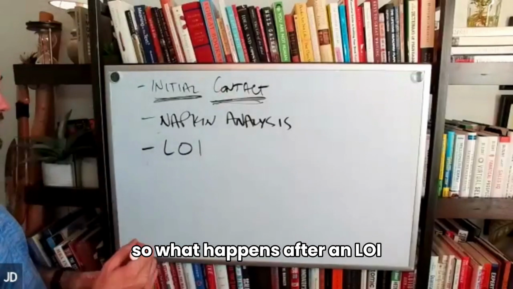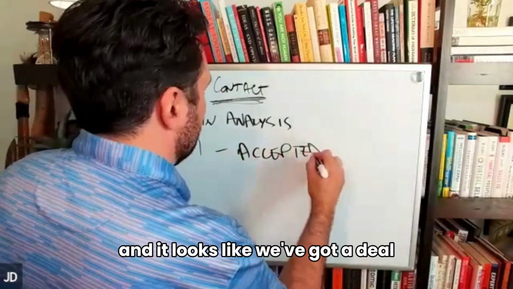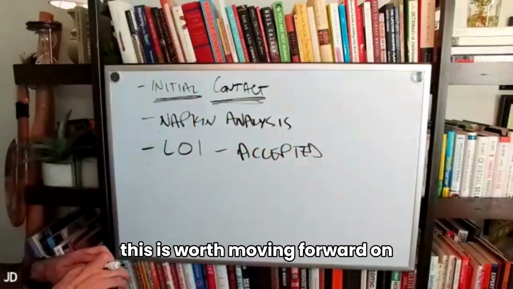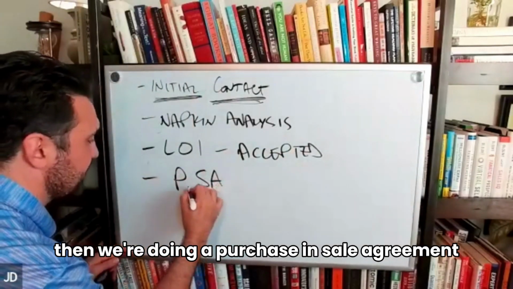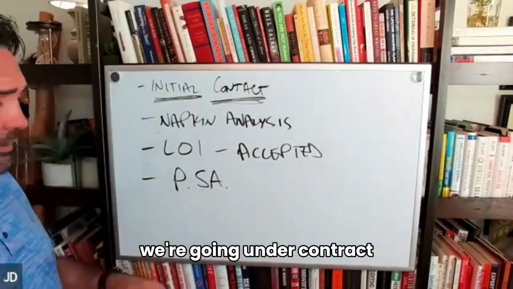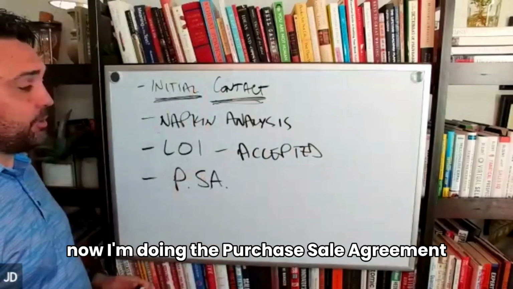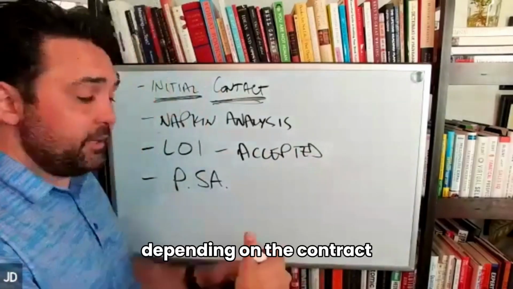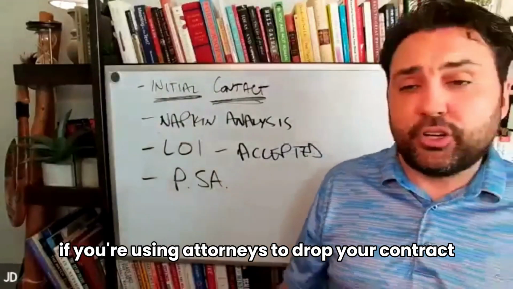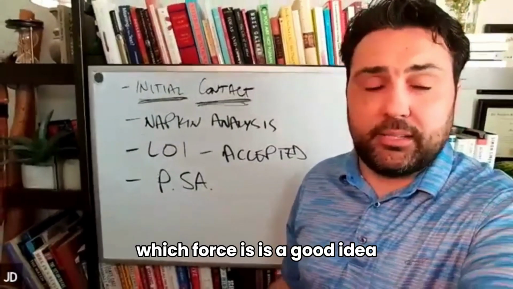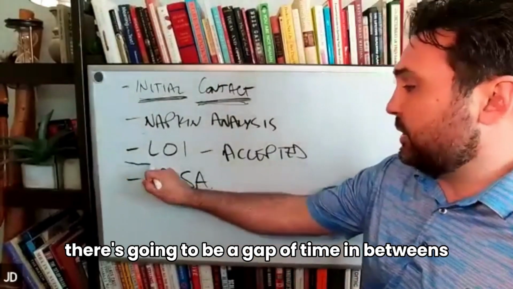So what happens after an LOI? Well, presumably, once your LOI is accepted and it looks like we've got a deal, this is worth moving forward on, then we're doing a purchase and sale agreement, right? We're going under contract. So after I have an accepted LOI, now I'm doing a purchase and sale agreement. Depending on the contract, if we're using a state mandated contract, if you're using attorneys to draft your contract, which of course is a good idea, there's going to be a gap of time in between these two.